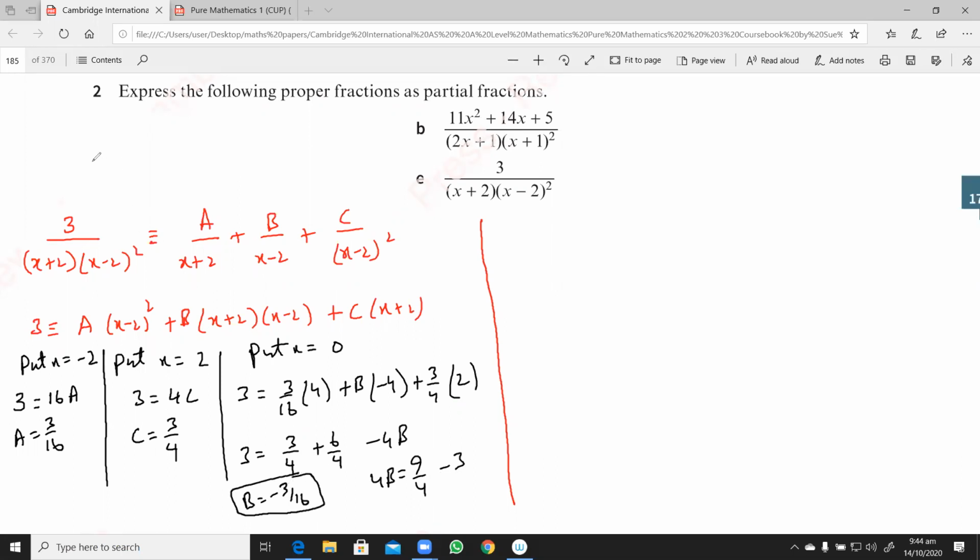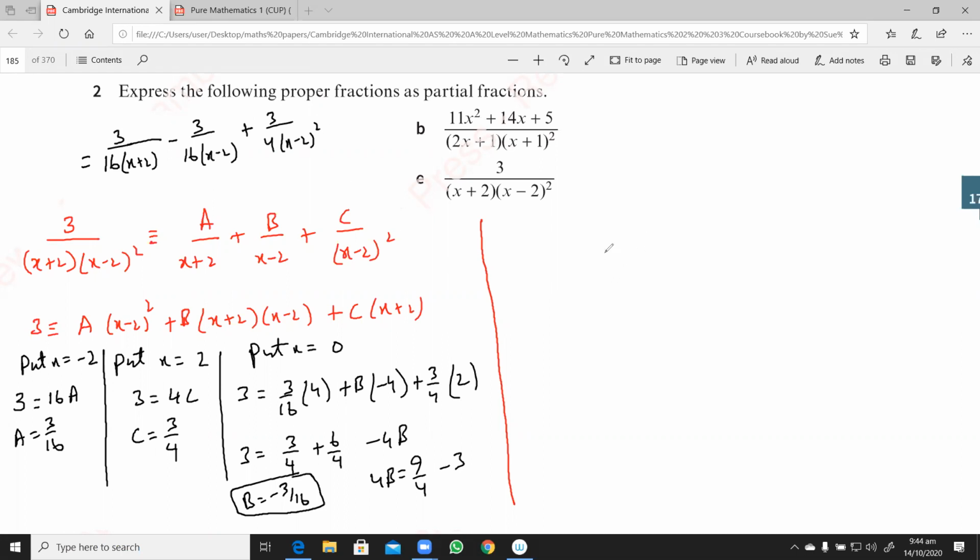So I have this here. This is going to be 3 over 16 into x plus 2. That is how you write this. And your b is, this is minus 3 over 16 into x minus 2. And this c is 3 over 4 into x minus 2 whole square.